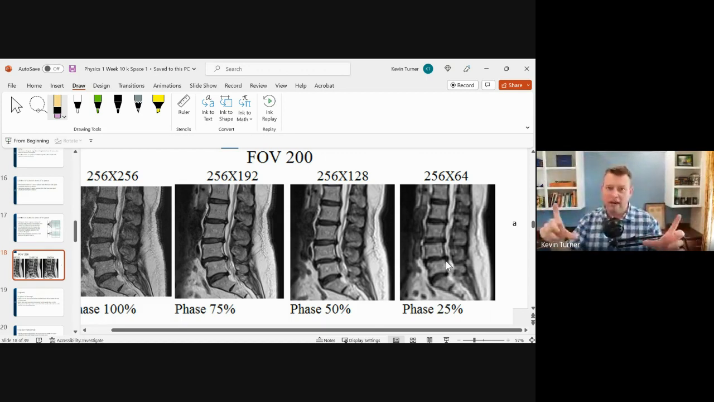That's testing for geometric accuracy, I think is what it's called, or geometric distortion. So if they actually had different proportions, that means your gradients have a problem inside the machine itself. That's a service engineer issue. So yes, but they stay the same because the field of view is the same.